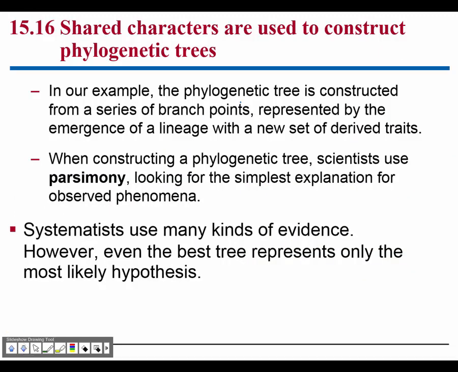So what they did is their tree is constructed from a series of branch points represented by the emergence of a lineage with a new set of derived traits. And so whenever they use phylogenetic trees, there's always a ton of information that's difficult to process. And so they always use parsimony, right? This is kind of like Occam's razor, looking for the simplest explanation for observed phenomena. So Occam's razor, the simplest explanation is probably the most correct.